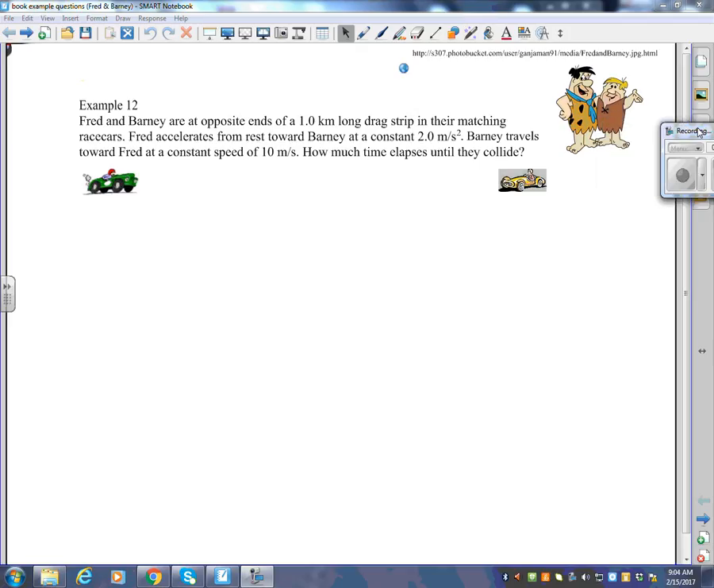Alrighty, so let's read the question and then do a little deeper analysis here. Fred and Barney are at opposite ends of a 1 kilometer long drag strip in their matching race cars. Fred accelerates from rest toward Barney at a constant 2 meters per second squared, and Barney travels toward Fred at a constant speed of 10 meters per second. How much time elapses until they collide?